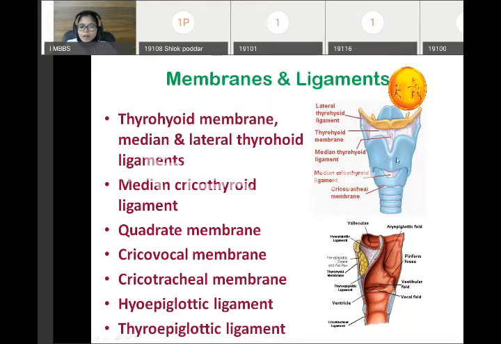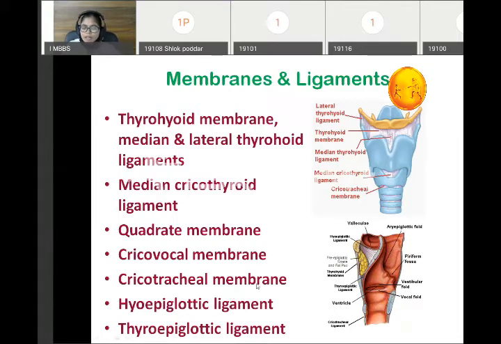Then the median cricothyroid ligament. This is the thyroid cartilage lower border, and this is the cricoid cartilage. In the median plane, one ligament is connecting these two structures. This is the median cricothyroid ligament. Then there is the quadrate membrane, sorry, not ligament, quadrate membrane. Then the cricovocal membrane, cricotracheal membrane, hyoepiglottic ligament, and thyroepiglottic ligament. We have seen the hyoepiglottic and thyroepiglottic ligaments, which connect the epiglottis with the hyoid bone and thyroid cartilage respectively. We are going to see the quadrate membrane and the cricovocal membrane in detail later.